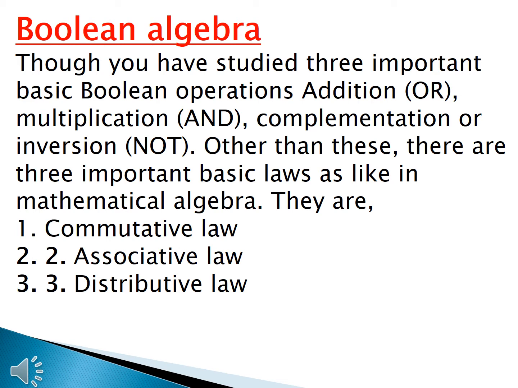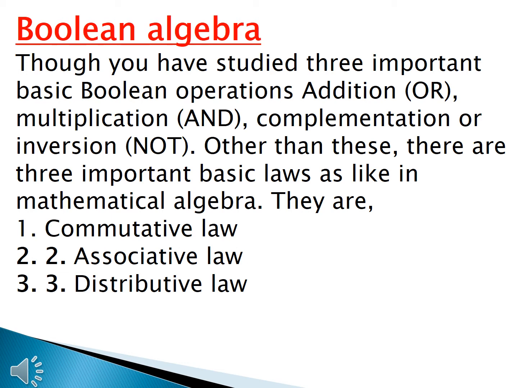Now, the second law in Boolean algebra is the associative law. Associative law means (A + B) + C equals A + (B + C). We can see this by logic operations. Suppose these are the inputs A, B, C. Take your book and see.